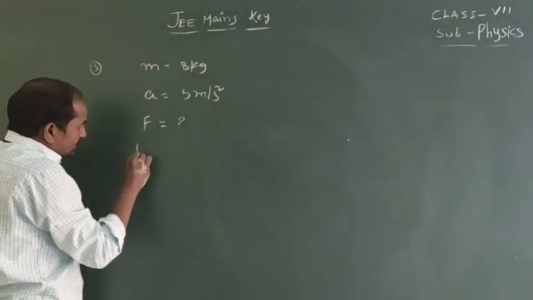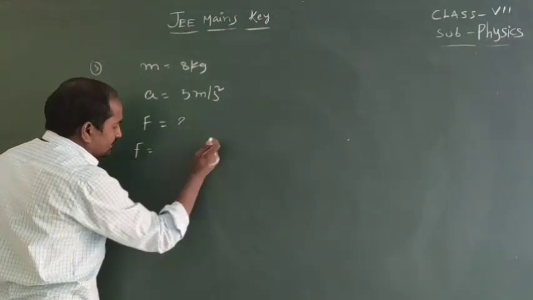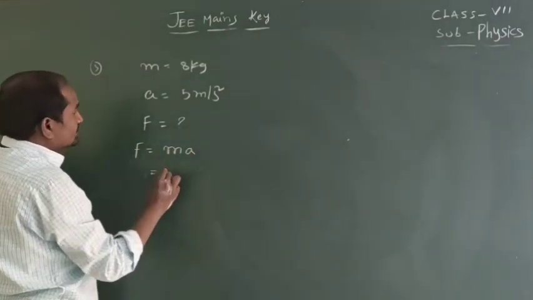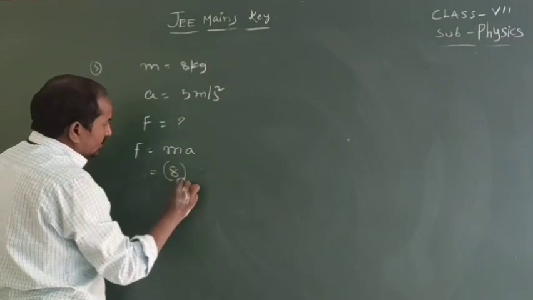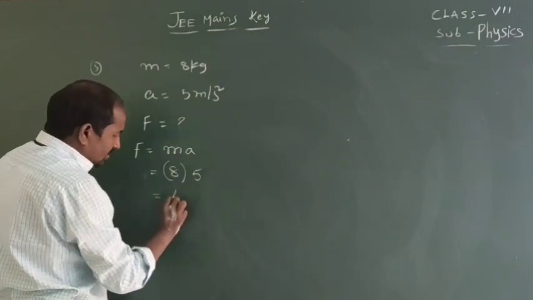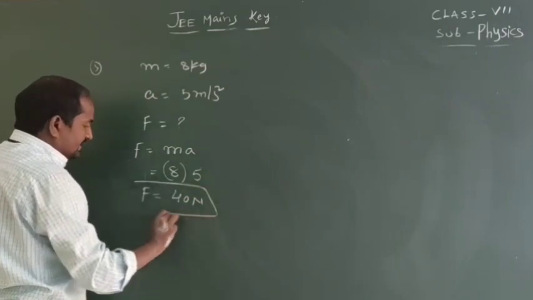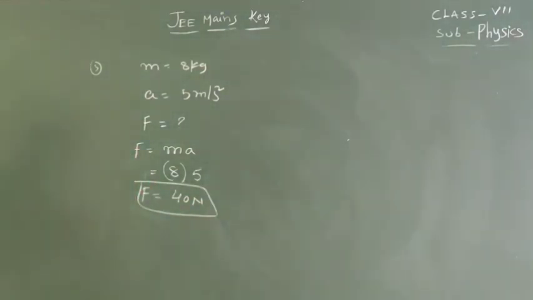So we know that force equals the product of mass and acceleration. So mass into acceleration: mass equals 8 into acceleration 5, that equals 40 newtons. So the force acting on the body equals how much? 40 newtons.